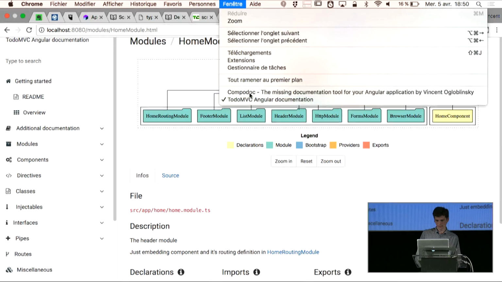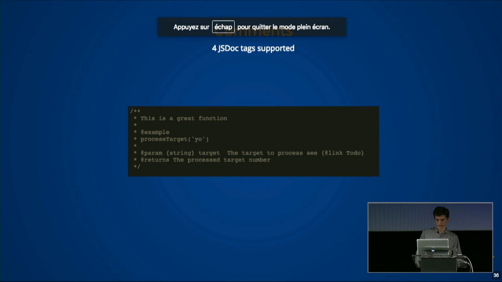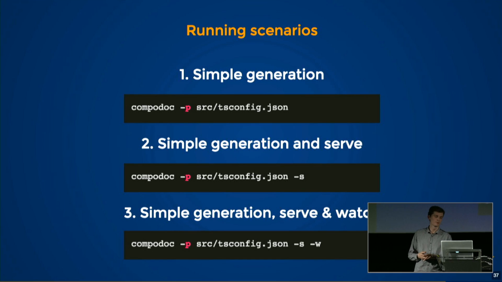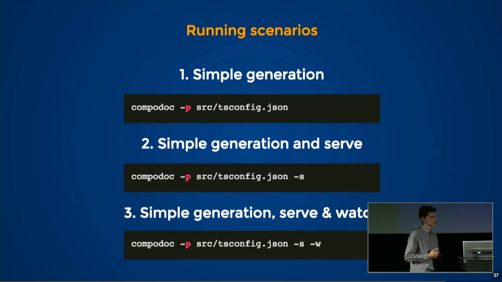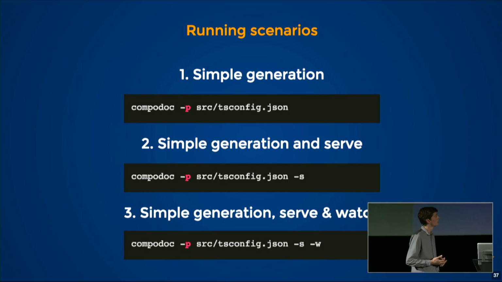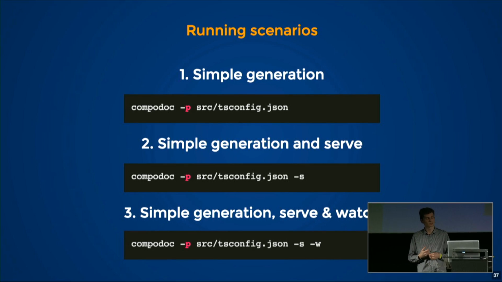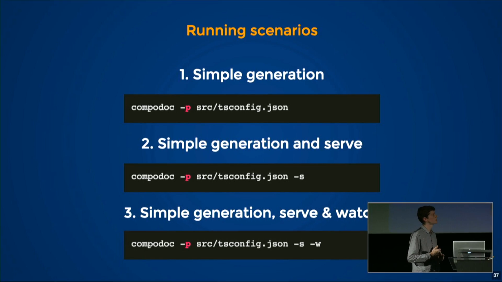That's it. Now the last part. You have different running scenarios if you want. For example, if it's local on your computer, or in a continuous integration process, you can just generate the documentation, or generate it first and afterwards serve it, or maybe generate it one time, save it, and just start the watch mode.